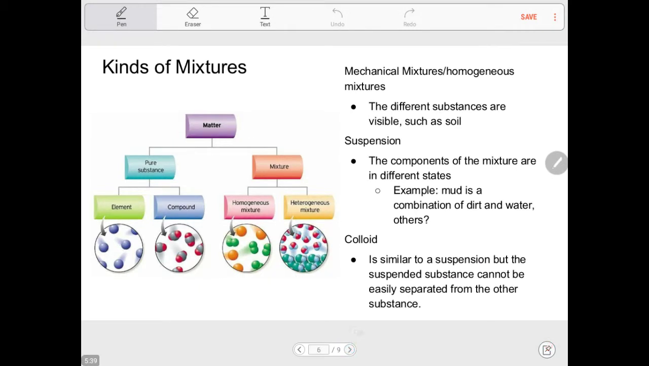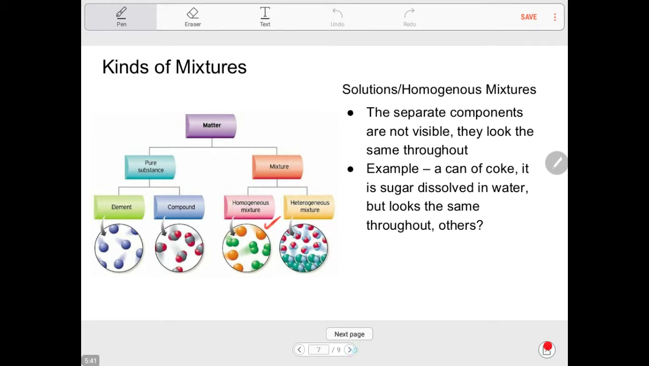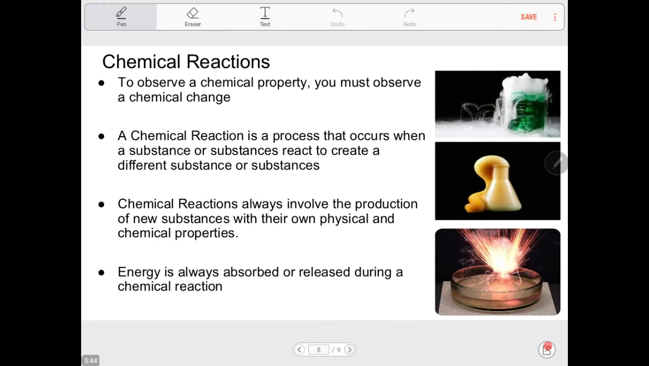Okay, moving along, I'm going to skip a couple of slides here. You can read that on your own time or in the textbook. The other part of this section is chemical reactions. Most of these you've come across before. Chemical reactions, what are they? To observe a chemical property, you must observe a chemical change. A chemical reaction is a process that occurs when a substance or substances react to create different substances. Chemical reactions always involve the production of a new substance with its own physical and chemical properties. Energy is always absorbed or released during a chemical reaction.